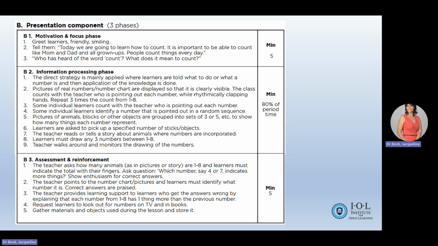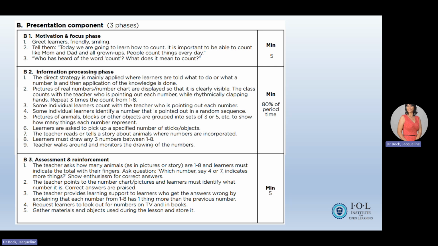5 minutes, and then you have B2, which is now the biggest, 80% of the period, your information processing. This is what you are going to do. Tell us about the teaching strategy that you are using there, and then give us the steps of what you have in mind for this lesson to be successful. Your steps are what you're going to do, and what your learners will be doing while you are presenting the lesson.